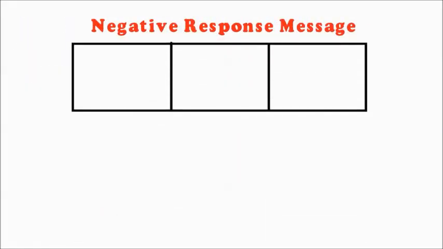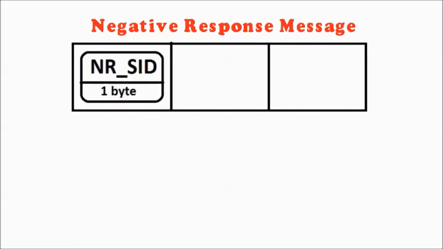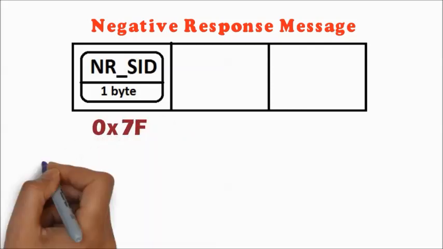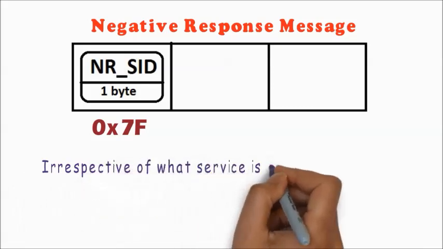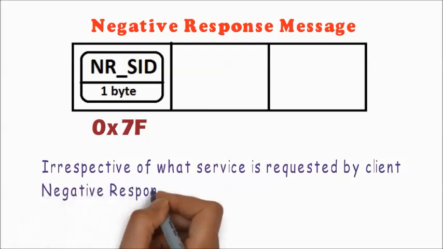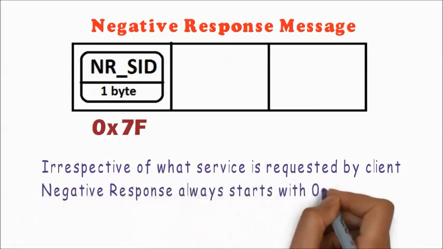Negative response message always contains 3 bytes. The first byte is the negative response service identifier, which is predefined as hexadecimal 7F. Irrespective of what service is requested by the client, if the server cannot perform it, the negative response always starts with hexadecimal 7F.